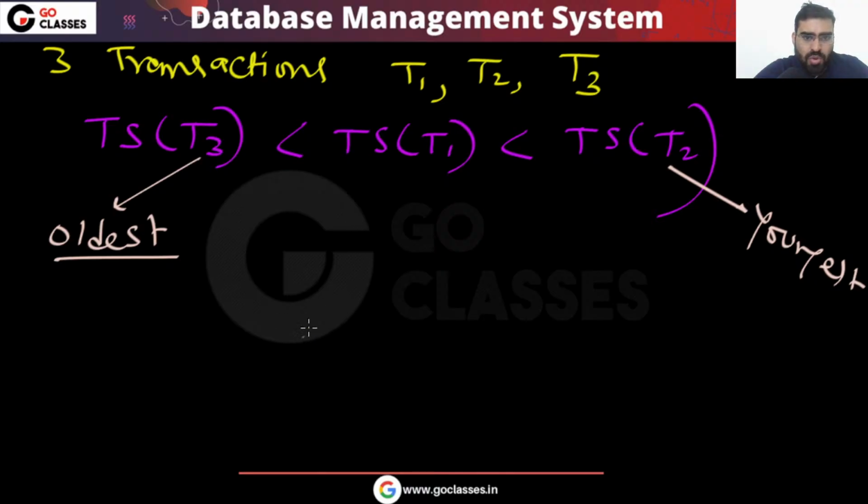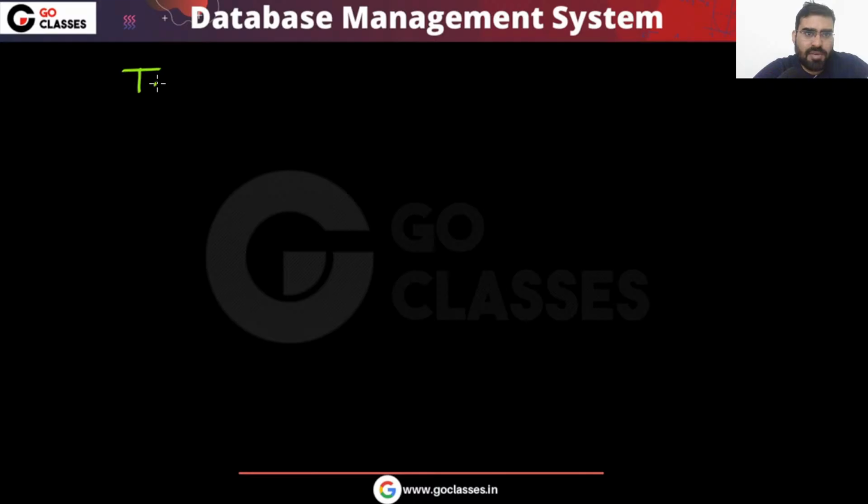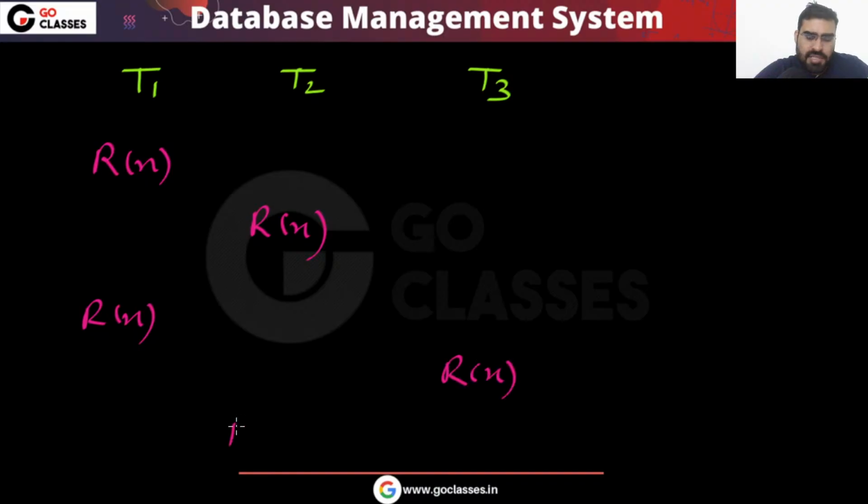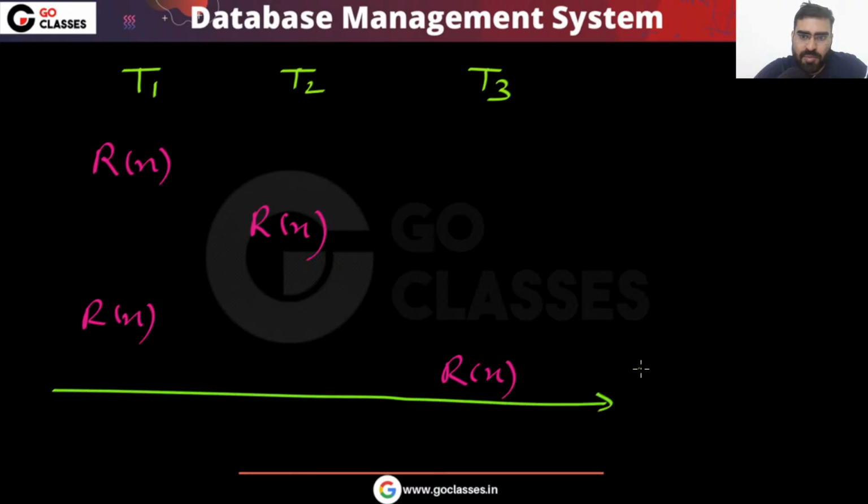Now consider some questions. I'm giving you T1, T2, T3. Let's assume each of these is reading X. You tell me all the answers that I'm asking. At this point of time, what is the read timestamp of X?